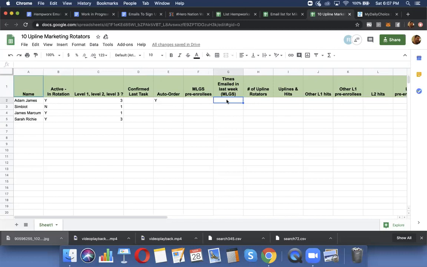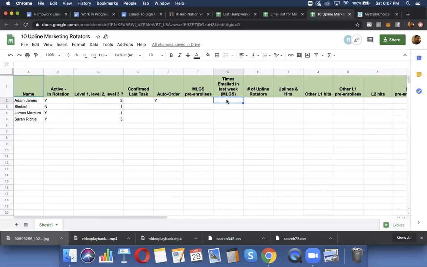Times emailed in last week. Again, this is something that the downline would report if they want to stay in rotation. You want to know how many times, not how many emails they sent to the MLGS leads. How many times did they send an email this week? Did they send an email out to the MLGS leads 3 times this week? Maybe 5 times this week? Did they do it 7 times this week? And we're talking about from the MLGS platform itself, not sending emails to those leads from outside the platform.